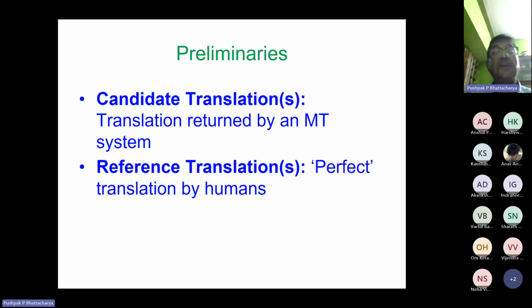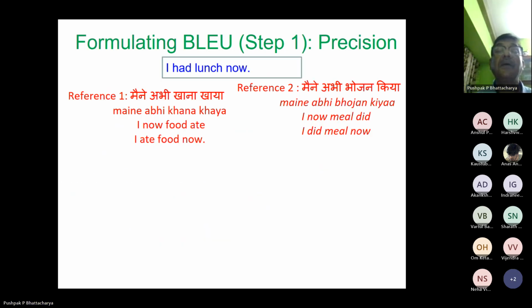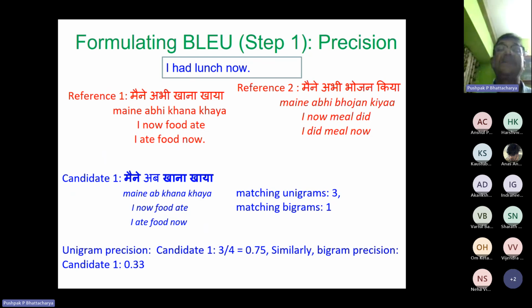So the preliminaries are as follows. There are what are called candidate translations. These are translations returned by an MT system. Reference translation is a perfect translation by human beings. Now, nothing is perfect. Human beings themselves may introduce errors. They can have biases and so on. We have seen it repeatedly. So that's why it is a good idea to have multiple reference translations and compute the BLEU score based on those translations. The goal of BLEU is to correlate with human judgment. The BLEU score is formulated step by step. Let me introduce step one. Other steps we'll do in subsequent classes.